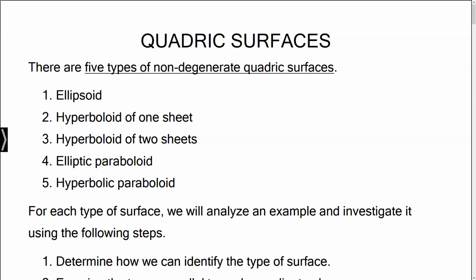We're going to talk about these quadric surfaces, specifically the non-degenerate quadric surfaces. So these are the most interesting cases. And there are 5 types of quadric surface that are non-degenerate. There's an ellipsoid, there's hyperboloid of 1 sheet or 2 sheets, and then 2 different paraboloids, an elliptic paraboloid and hyperbolic paraboloid. So for each of these types of surface, we're going to go through a number of steps to familiarize ourselves with them.